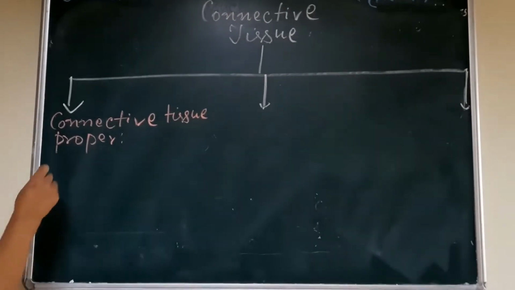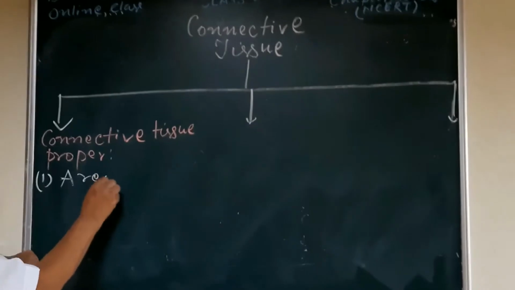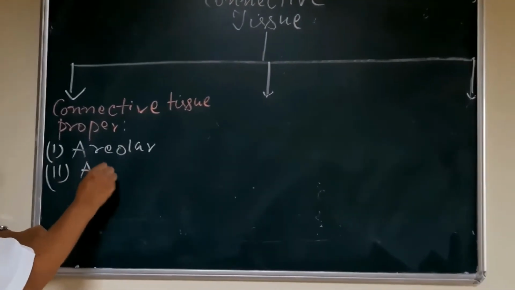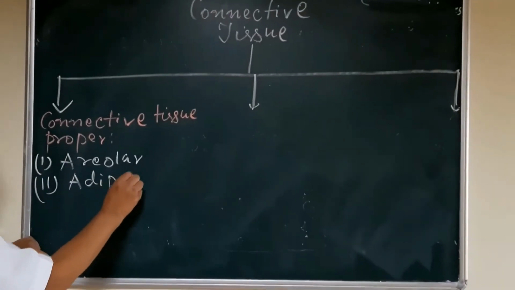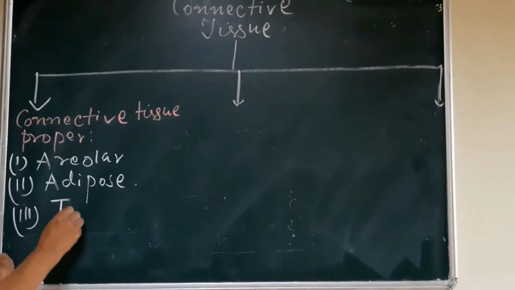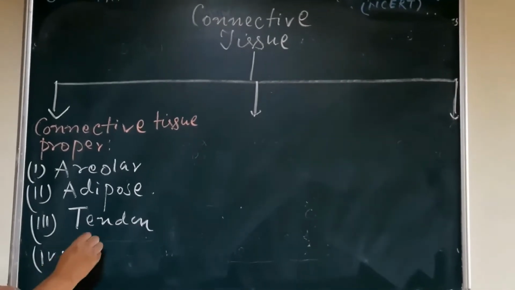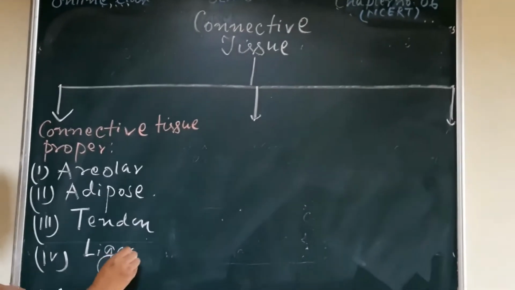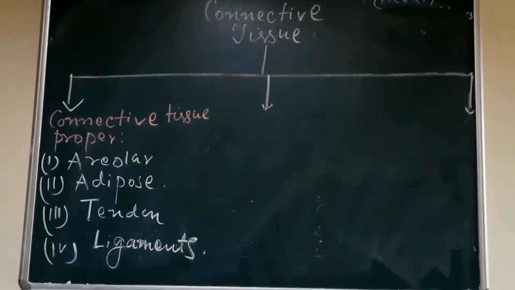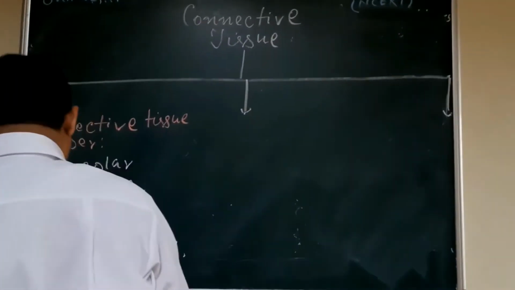Here in this category we will study a very brief idea: number one, areolar; number two, adipose; number three, tendon; and number four, ligaments. So under this there are four different types of connective tissue. And what is the second?